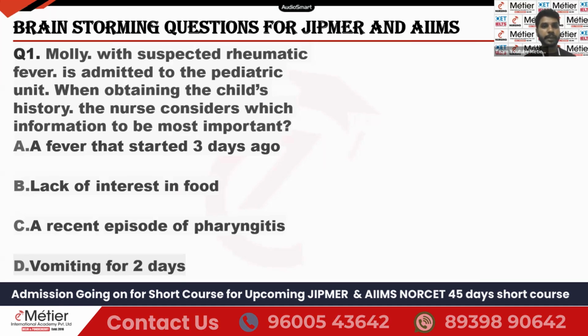Molly with suspected rheumatic fever is admitted to the pediatric unit. When obtaining the child's history, the nurse considers which information to be most important. So the scenario is telling that a child, Molly, is suffering from rheumatic fever. So as a nurse, what is the information we have to get from the patient? Not the patient, from the parents. Okay. So first option is a fever that started 3 days ago, B, a lack of interest in food, C, a recent episode of pharyngitis. Option D is vomiting for 2 days.